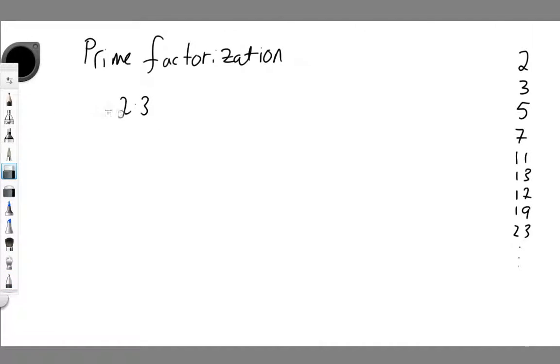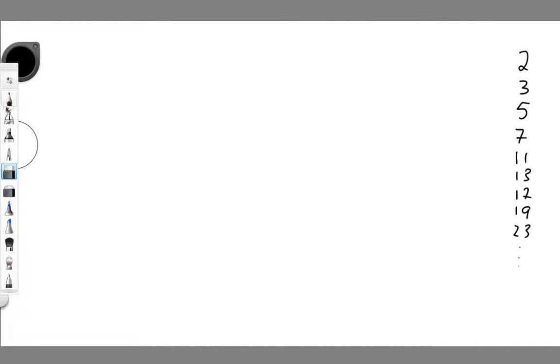Let's just pick a number. Let's pick 24, even though it's not that much more complicated than 12. It's still useful to know how to do it. So 24. The first thing I do is I pick the smallest prime number that'll divide 24. So 2. 24 divided by 2 is equal to 12. And I look at this number, and that's not a prime number. I've got to keep going.